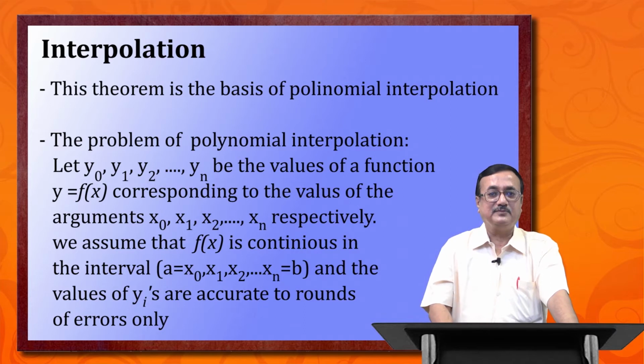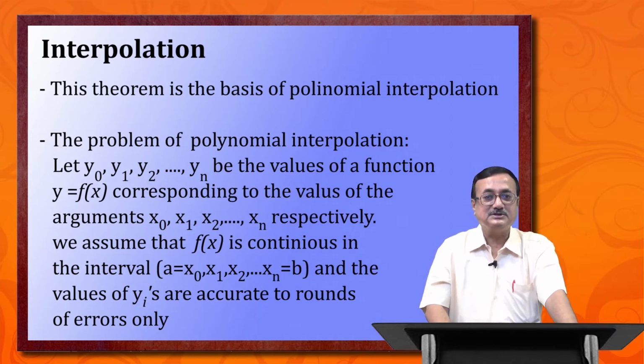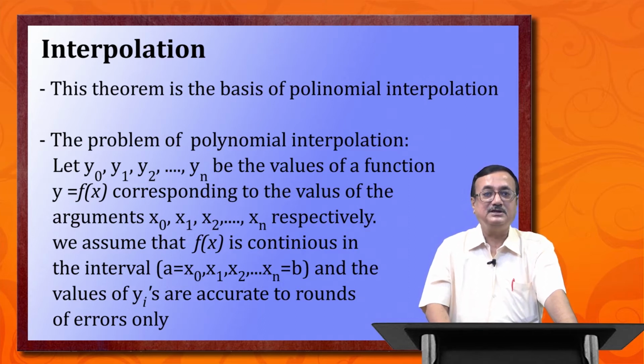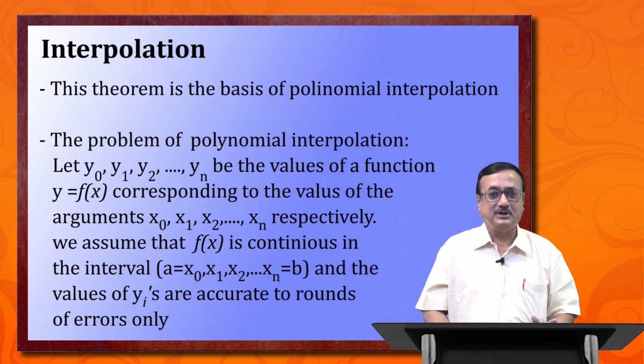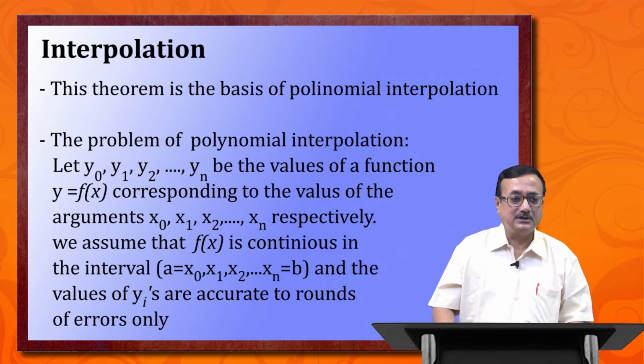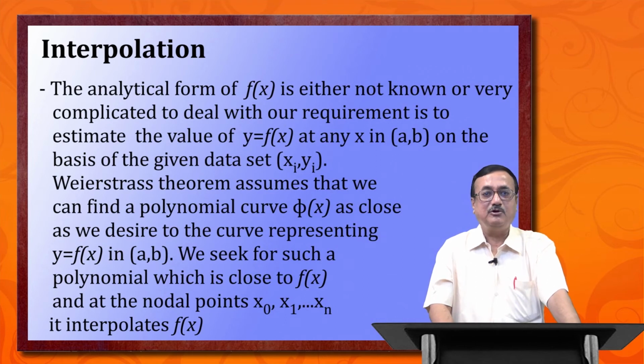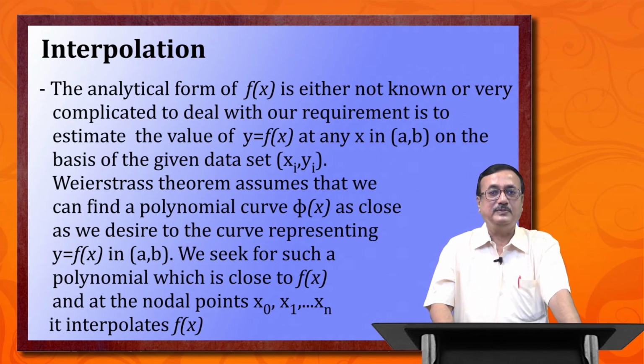These are our primary assumptions: x0, x1, ..., xn are in order, so that xi is equal to x0 plus i times h. We assume that f(x) is continuous in the interval and that the values of yi are accurate up to rounding errors only. It should be remembered that the analytical form of f(x) is either not known or very complicated.